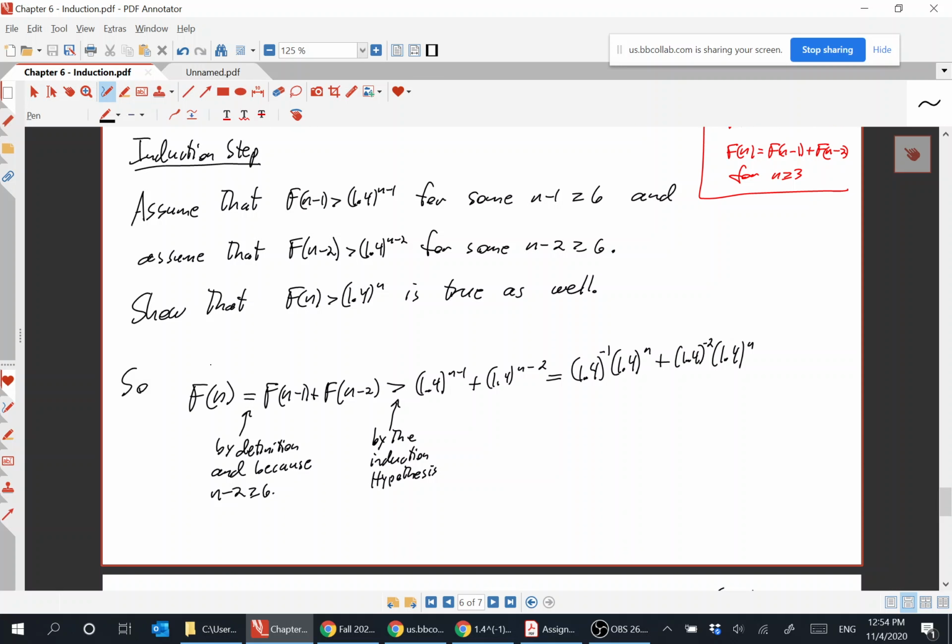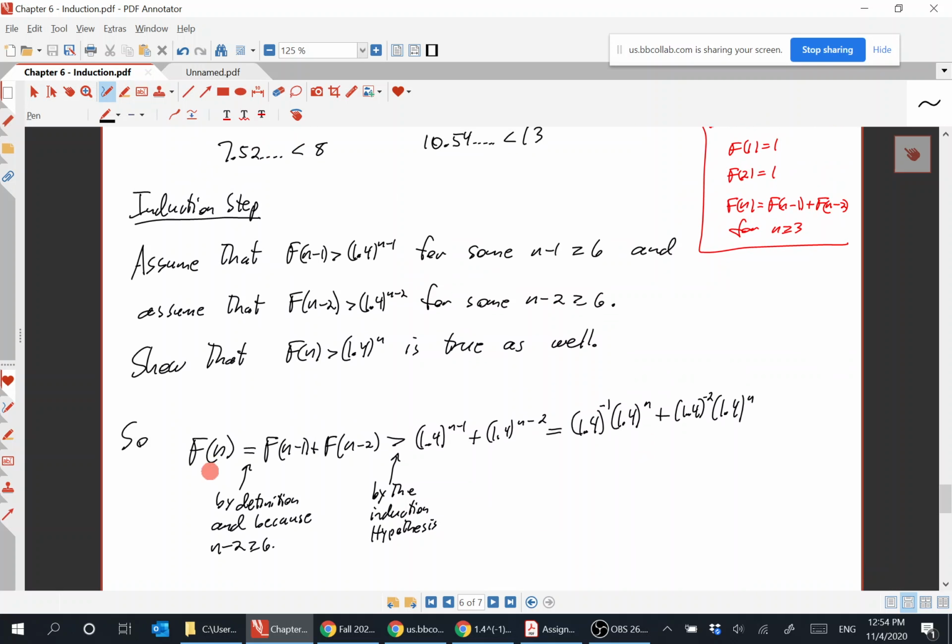So we start with one side of that inequality, Fn. By the definition of the Fibonacci numbers, Fn is equal to Fn minus 1 plus Fn minus 2. We assumed Fn minus 1 is greater than 1.4 to the n minus 1, and Fn minus 2 is greater than 1.4 to the n minus 2. So by the induction hypothesis, this sum is greater than this sum.